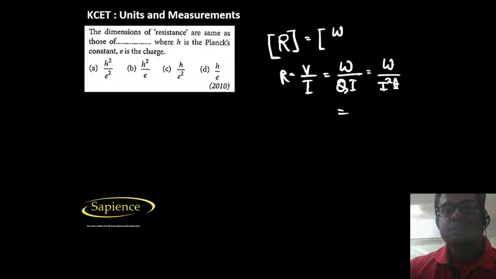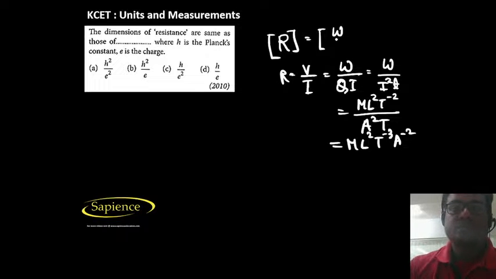Work done is force into displacement, so that will be ML square T power minus 2, and I square into T. So that is ML square T power minus 3 A power minus 2. This is the dimensional formula for resistance.